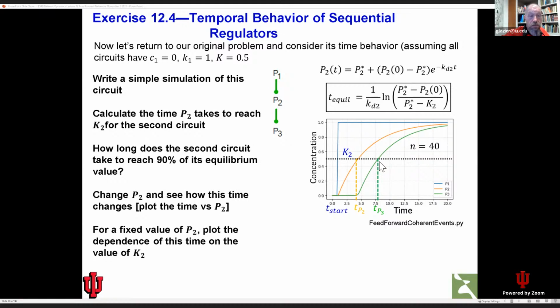If you have code that runs the first circuit, you can easily copy that code and feed P2 into the same circuit again to create P3 and plot P2 versus time and P3 versus time. So just try to replicate this picture here on the right. Don't worry for the moment about doing a parameter scan. Just plot the time series. Is that okay? And why don't people stay in the main room and do it? We'll all do it together.